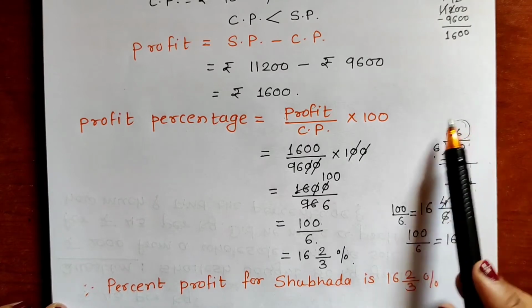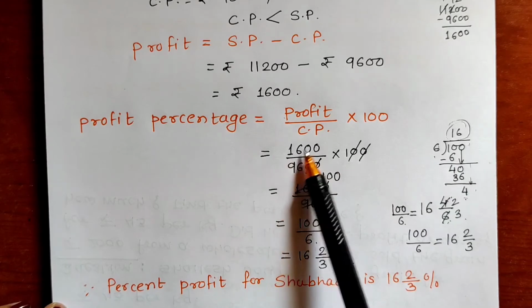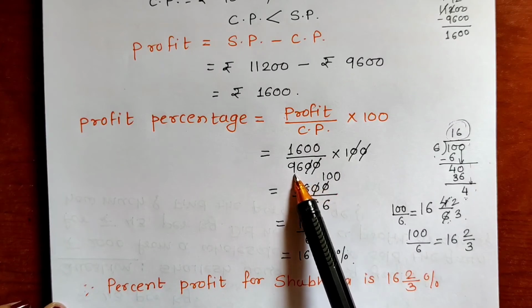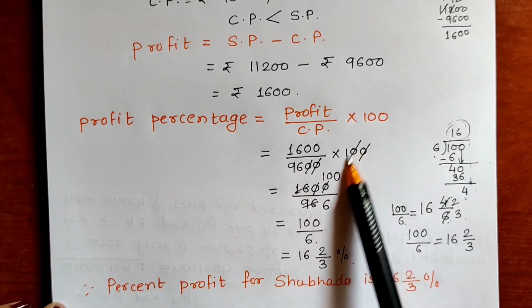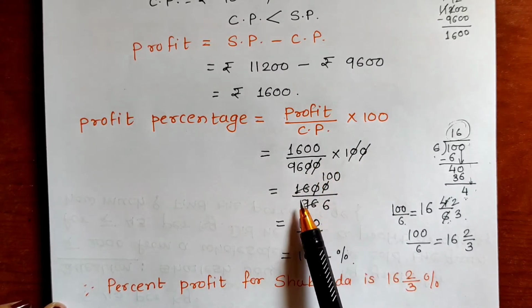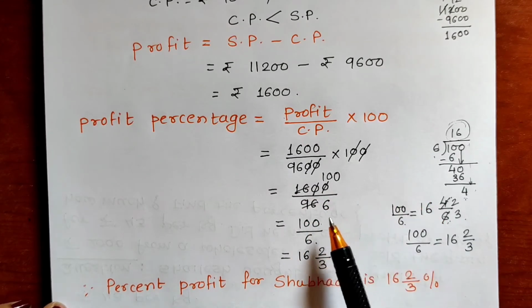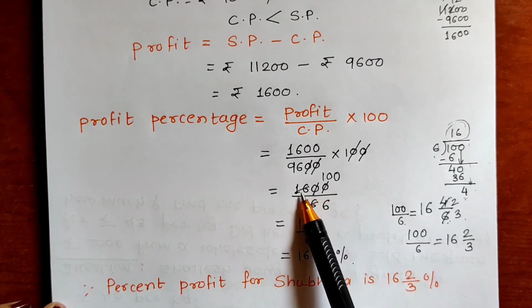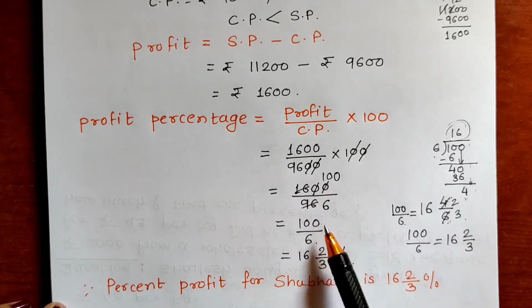So I hope you all have understood how I have made this calculation. First, we have written profit upon CP multiplied by 100. Profit is 1600 upon CP. Cost price is 9600 multiplied by 100. These 2 zeros cancel with 2 zeros. What is remaining? 1600 upon 96. 1600 and 96 both are divisible by 16. So we have divided them by 16. 16 6s are 96, 16 1s are 16, 16 zeros are 0, 16 zeros are 0. We get 100 upon 6.